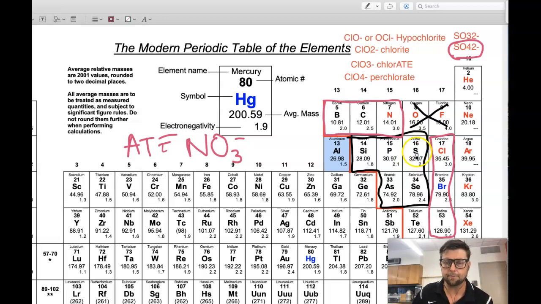So that's our trick for using the periodic table. This is actually a video you might want to watch twice, just because it can get a little tricky trying to keep track of where these are. But keep this as a reference, and good luck.